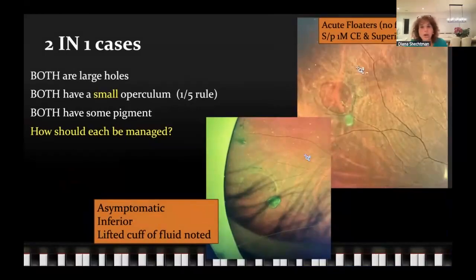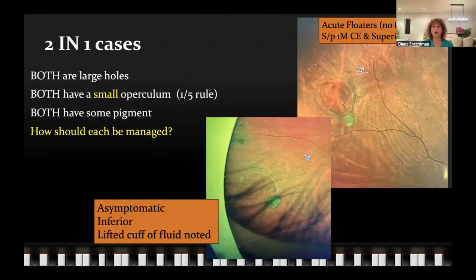So here are two examples from our office seen by the same surgeon, but believe it or not, they were not treated the same. And again, my surgeon is very meticulous about seeing each and every patient as an individual person rather than evaluating, well, here's an operculated hole, here's the guidelines, that's how I treat. He treats the person, not the disease. And I think that's important to know.